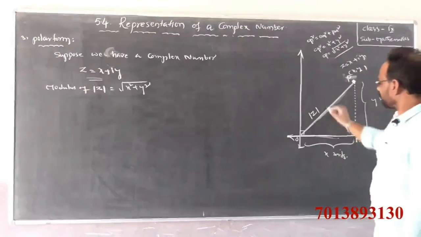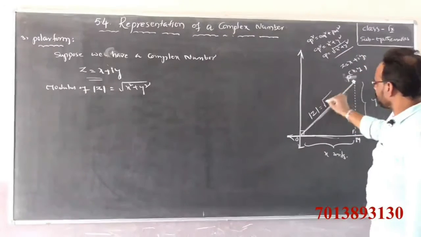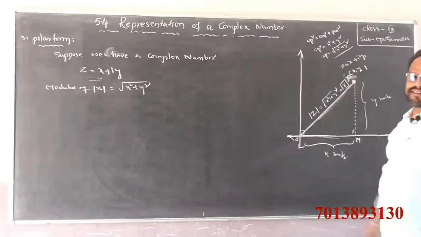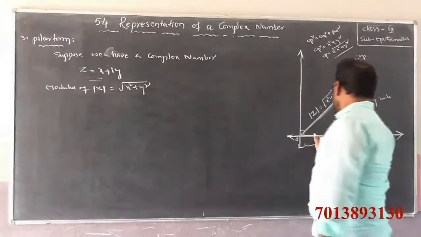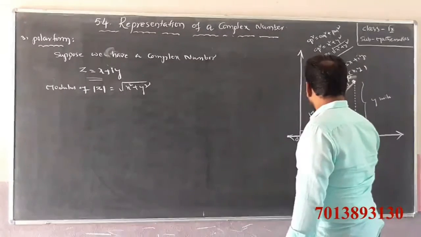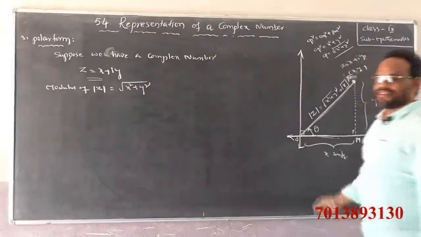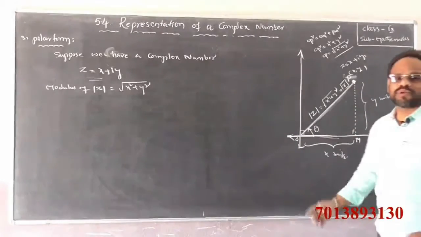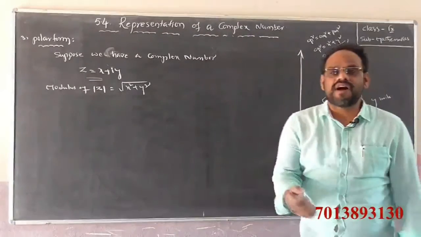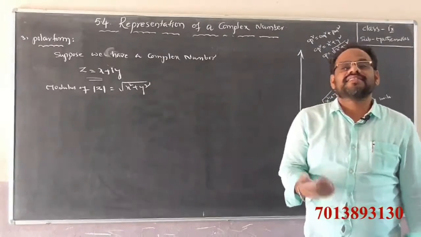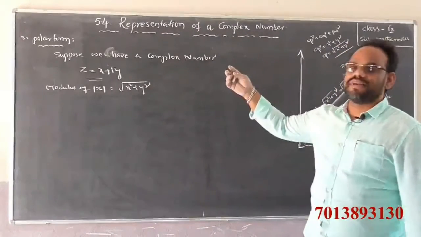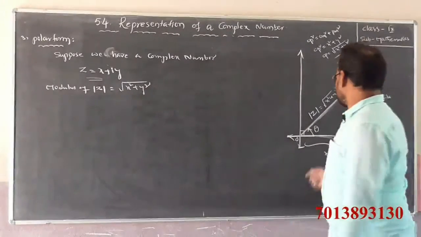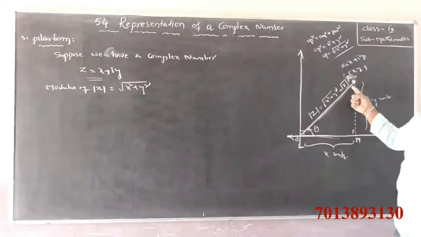The square root of X square plus Y square is nothing but r, the radius. And they also gave an angle theta. They gave theta and the radius. How do we represent the complex number in the form of radius r and theta? This is called polar form, also called trigonometrical form. So this is theta and this is the radius.